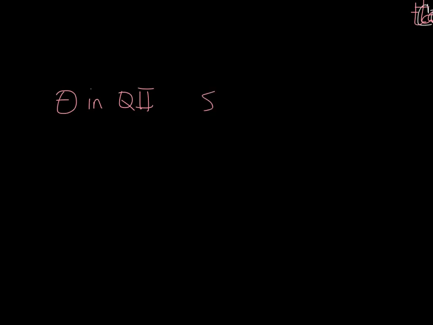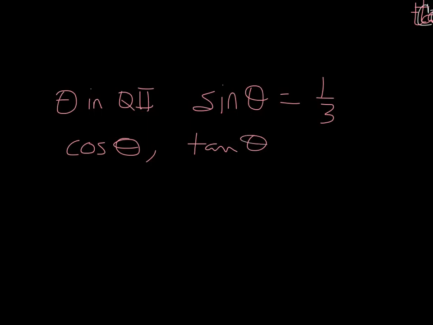And the sine of theta is 1/3. I want to use identities to find the cosine of theta and the tangent of theta. So I don't want to use right triangles, I want to use identities. So how can we go about finding the cosine of theta? Using identities. Sine squared plus cosine squared equals 1.